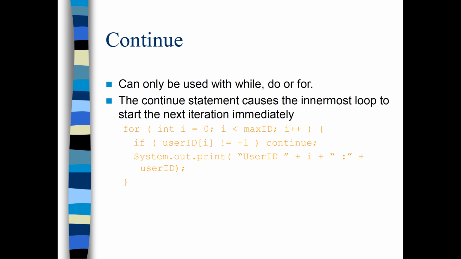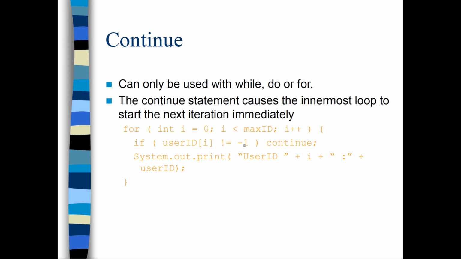Now let's consider this example. For int i equal to 0, i less than max id, i plus plus, if this condition is true, immediately continue. What this continue does is it never jumps to the next line. It tells the interpreter that I want to continue my previous block. So if this condition is true, again this is executed, and it never comes down.